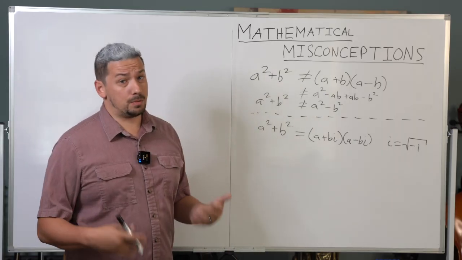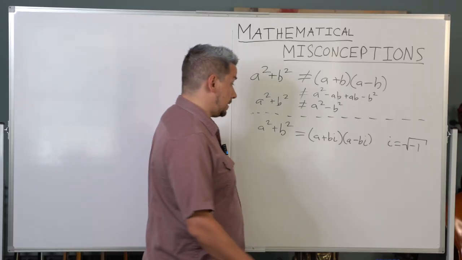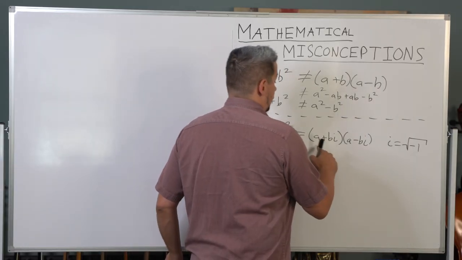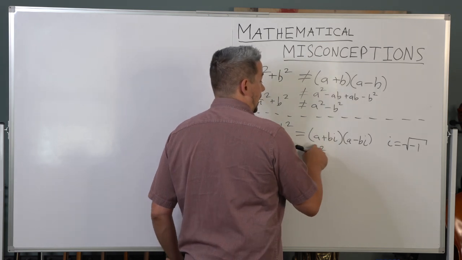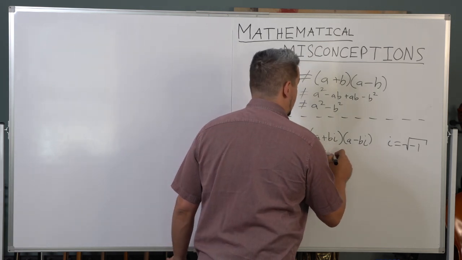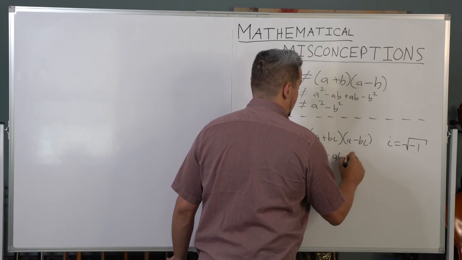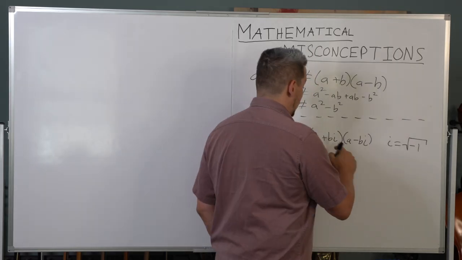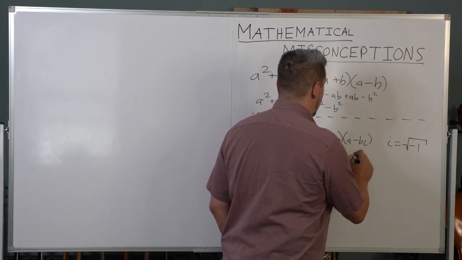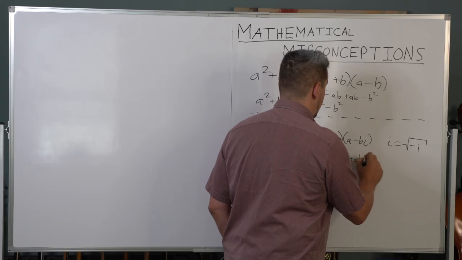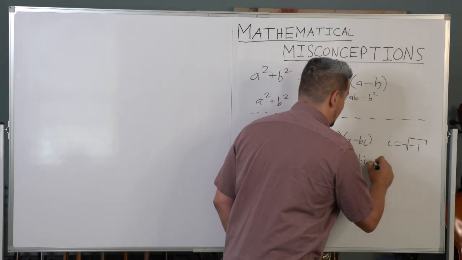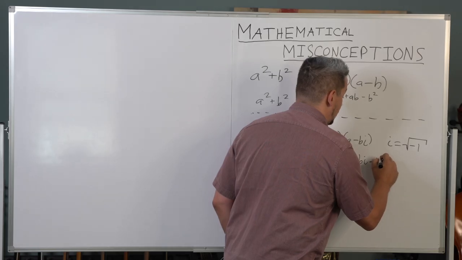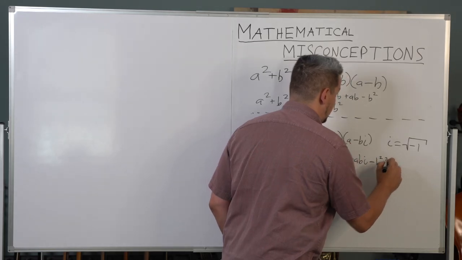We're not going to plug in numbers. We're just going to do straight algebra. Let's FOIL the right-hand side. All right, so we have A times A is A squared. Outers, A times negative BI is minus ABI. Keep things in alphabetical order. And then BI times A is plus ABI. And then BI times negative BI is minus B squared I squared.